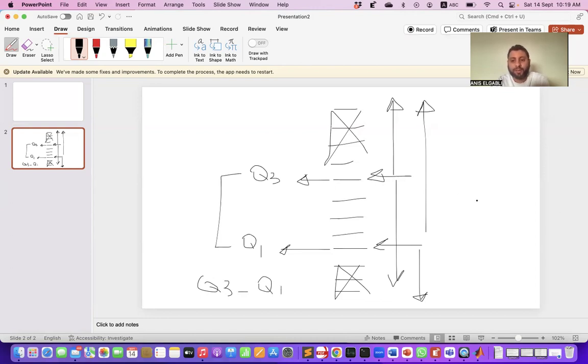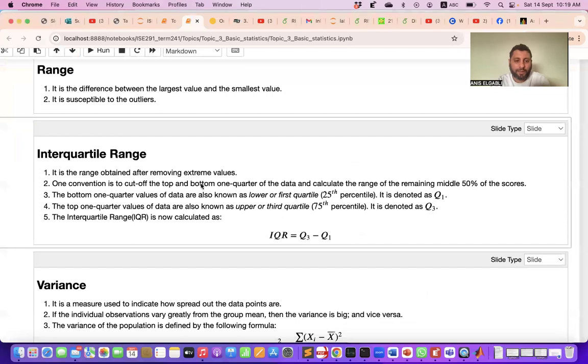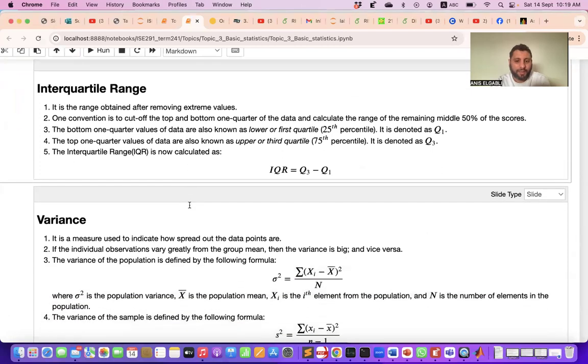So according to this definition, the median is the 50th percentile, right? Because for the median, 50% of the data is lower and 50% of the data is higher. Okay. Now we come back to this. The interquartile range will be less sensitive to outliers.